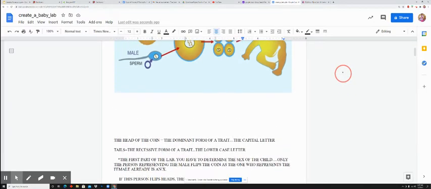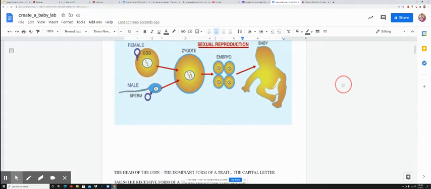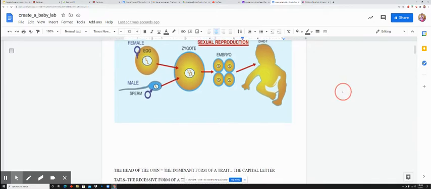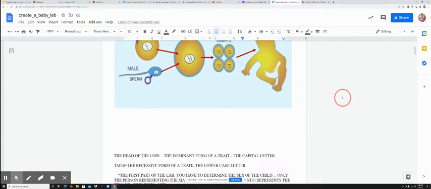So the purpose of this lab is to simulate how a man and a woman contribute their genes, their sections of DNA, to their child, and depending on the combinations, what physical characteristics the baby will get. And obviously one of the physical characteristics is whether you're a male or a female.